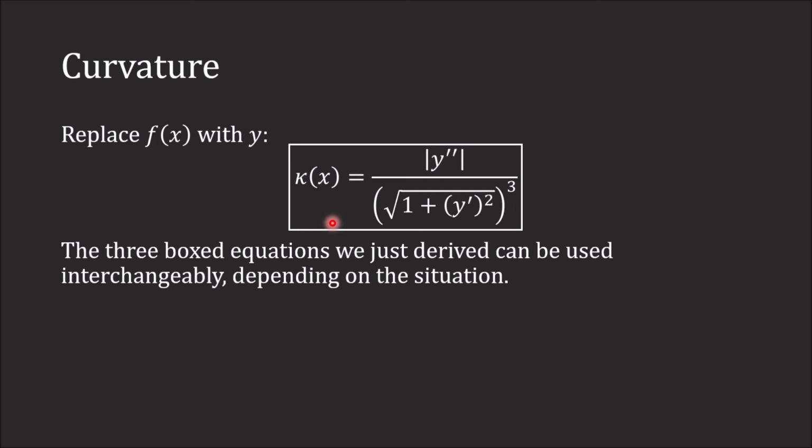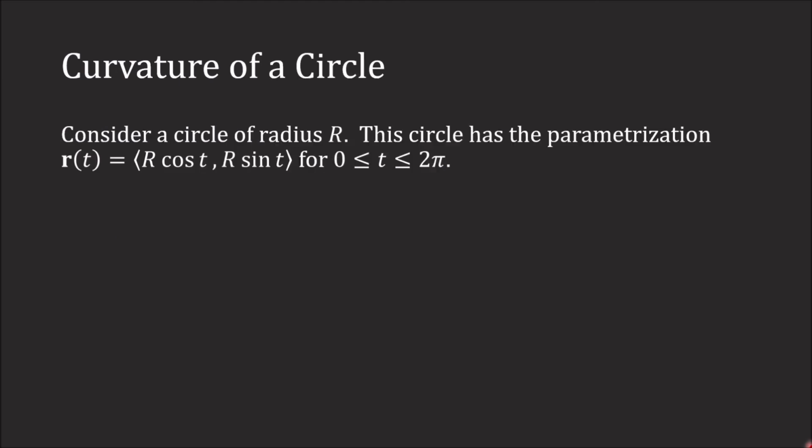So let's look at the curvature of a circle. So, a circle of radius r. This circle has the parameterization of r cosine t, r sine of t, for 0 less than or equal to t, less than or equal to 2 pi. Well, to take a cross product, it needs to be a vector in space. So what we can do is represent r of t as a vector in space by setting the last component as 0.